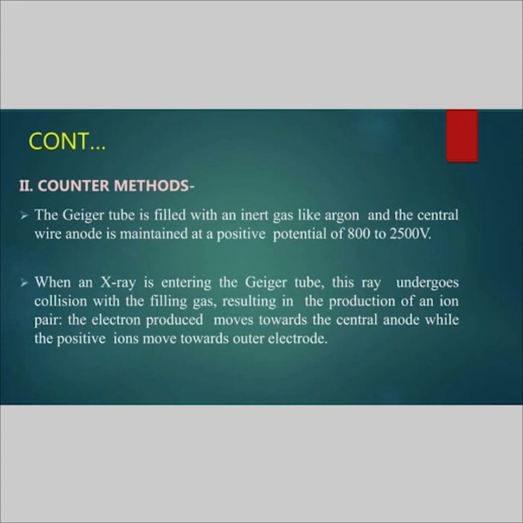The electron is accelerated by the potential gradient and causes the ionization of a large number of argon atoms, resulting in the production of an avalanche of electrons traveling towards the central anode. The Geiger tube is inexpensive and is a relatively trouble-free detector. We can say that this tube gives the highest signal for a given X-ray intensity.